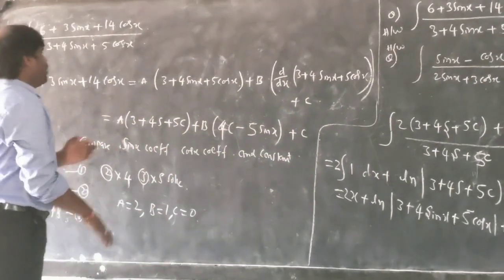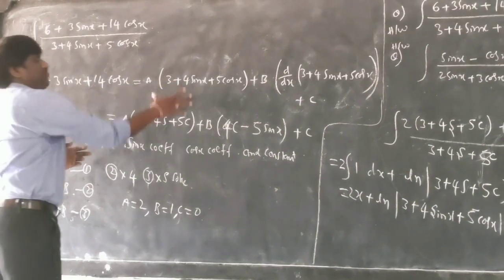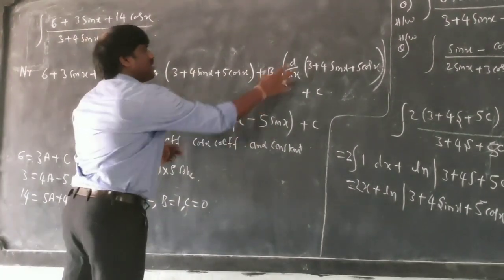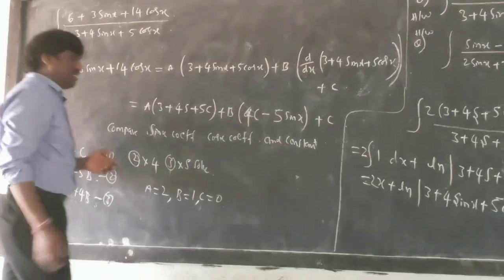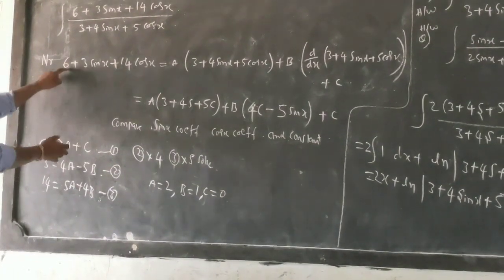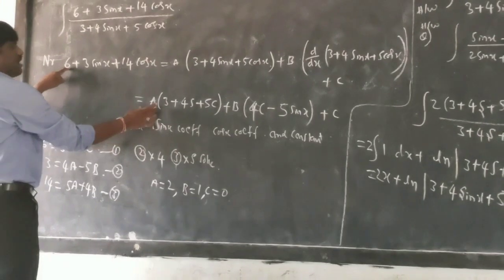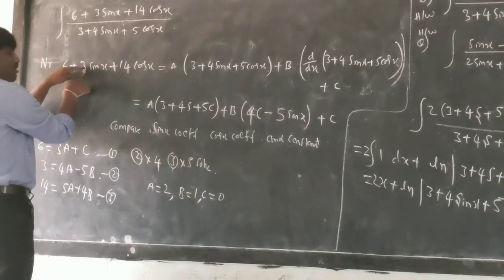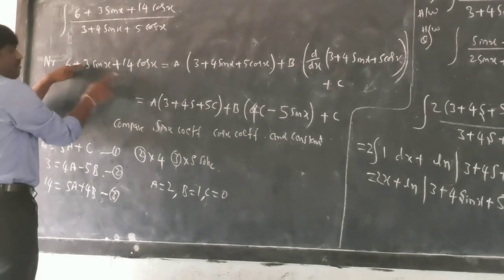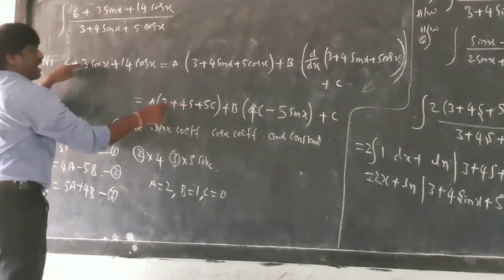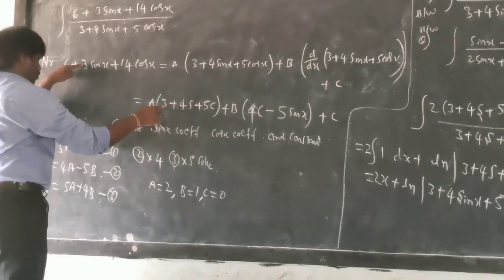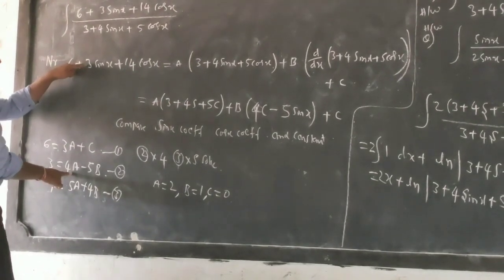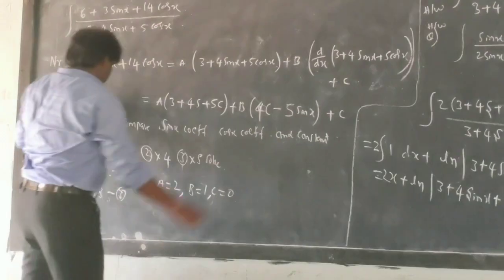What I have done here is express the numerator in this format: a times the denominator plus b times the differentiation of the denominator plus c. Now we compare the coefficient of sin x on both sides. Sin x here is 3. On this side the coefficient of sin x is 4a, and here it is minus 5b.